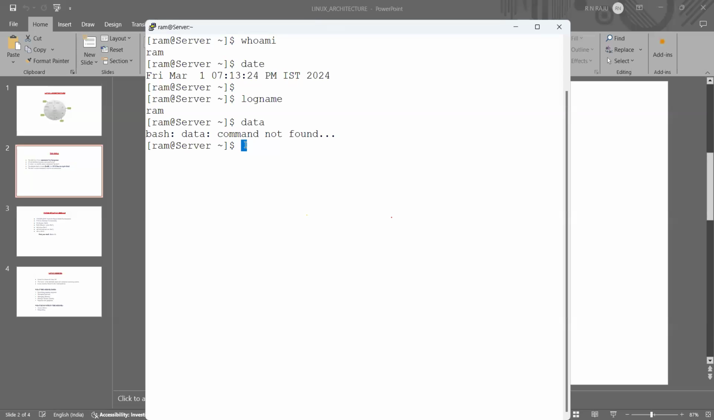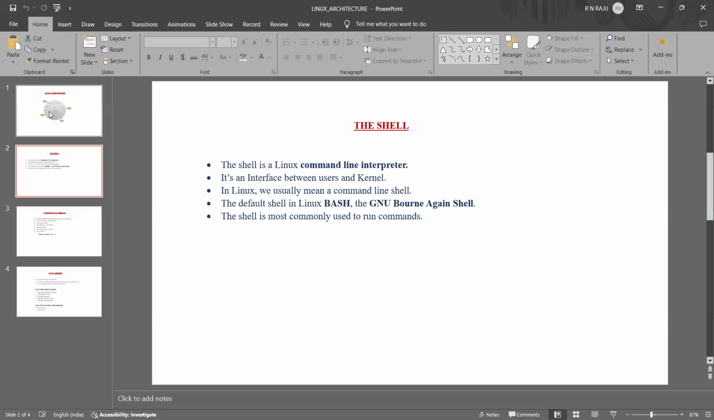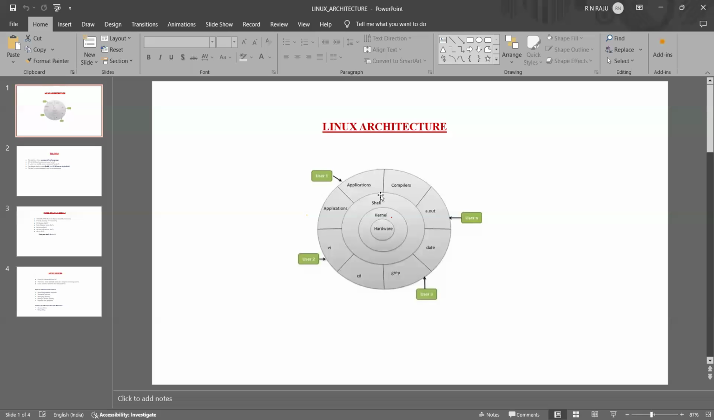So that's what I'm saying. A shell is one container. That container contains Linux commands. So if you give any input, everything will be executed by the shell only. So where is the shell? It is an interface between user and kernel. User and kernel.